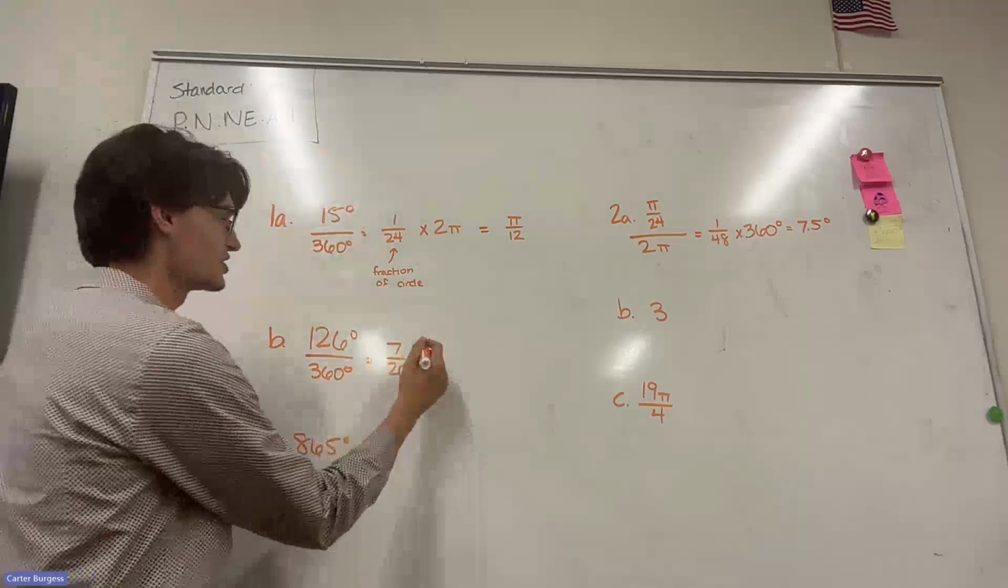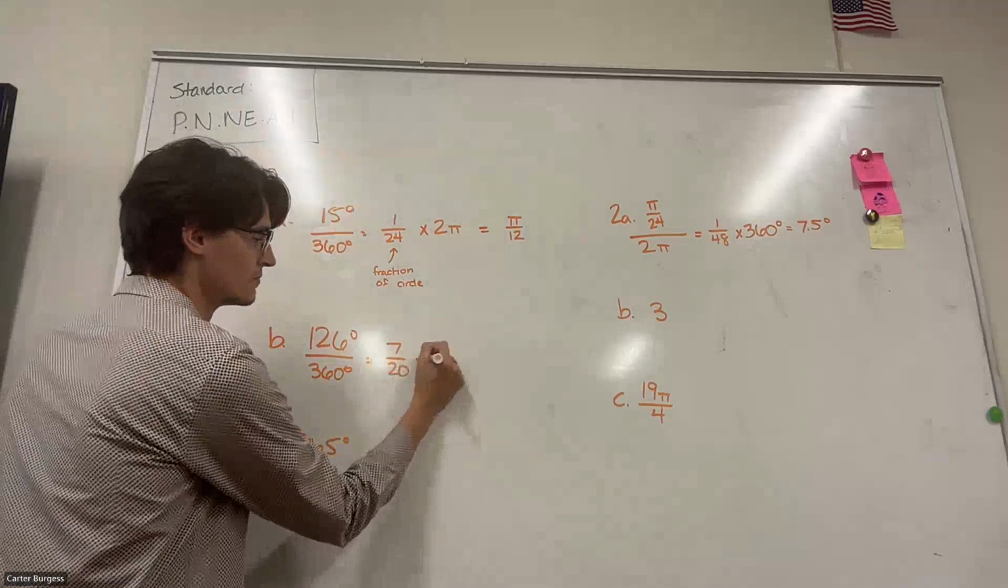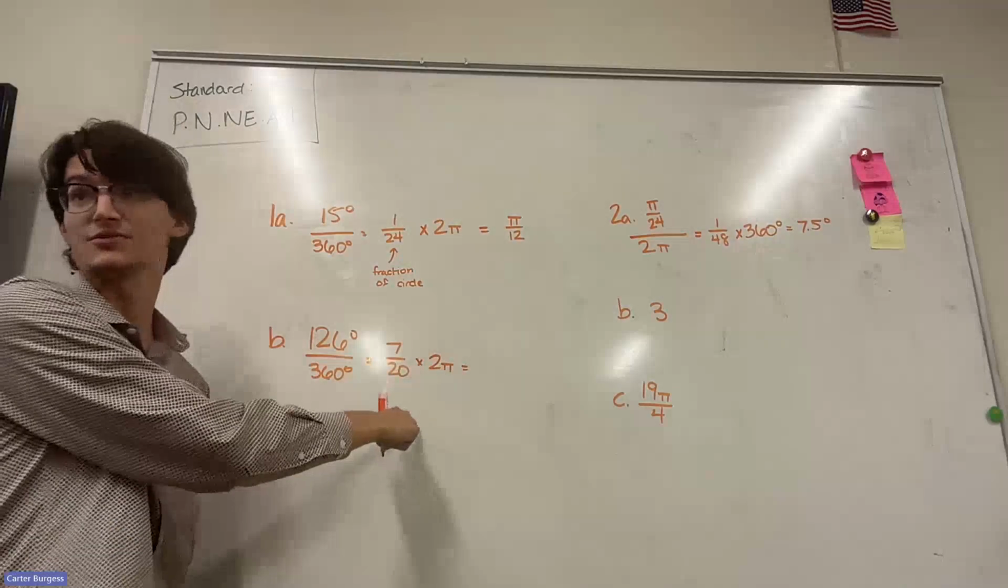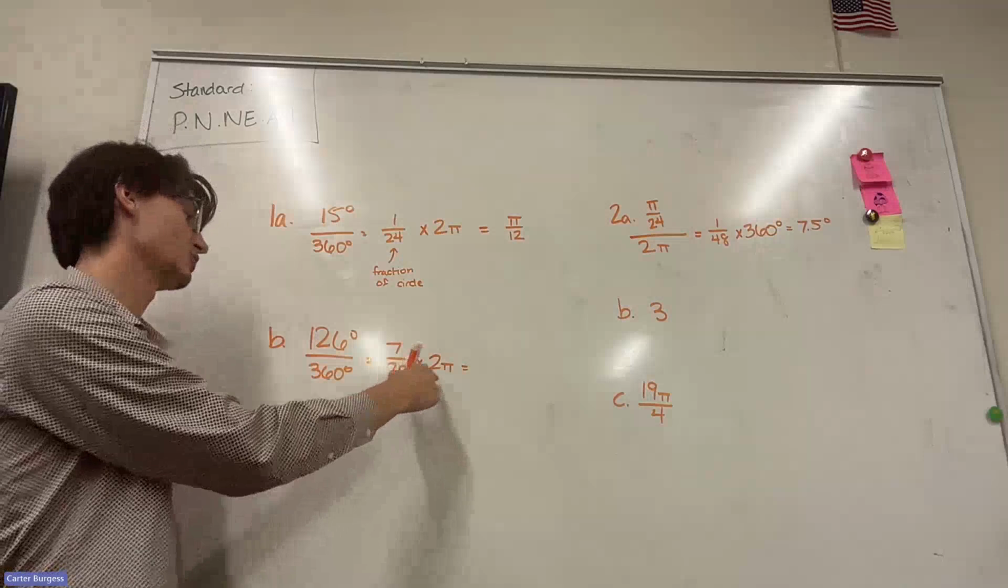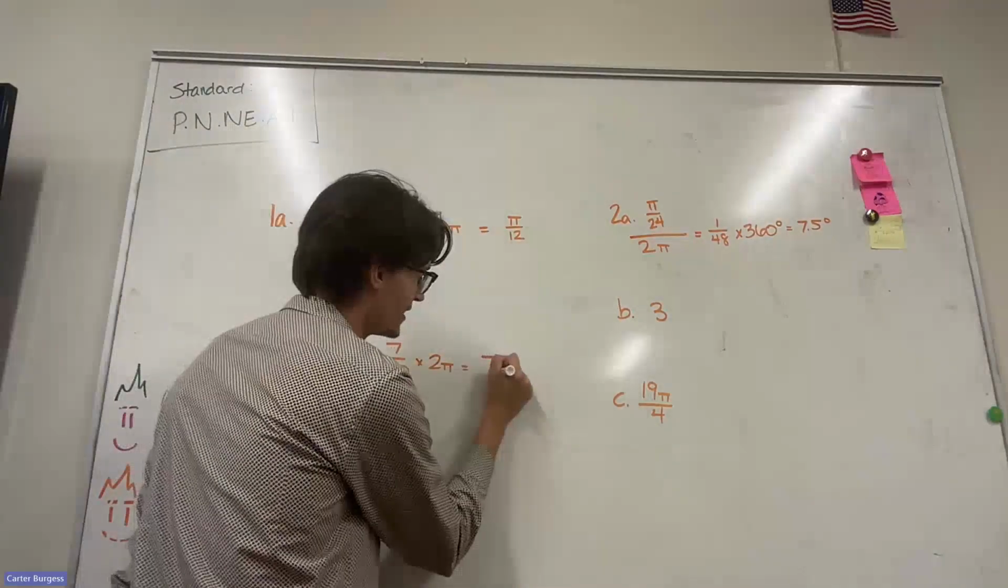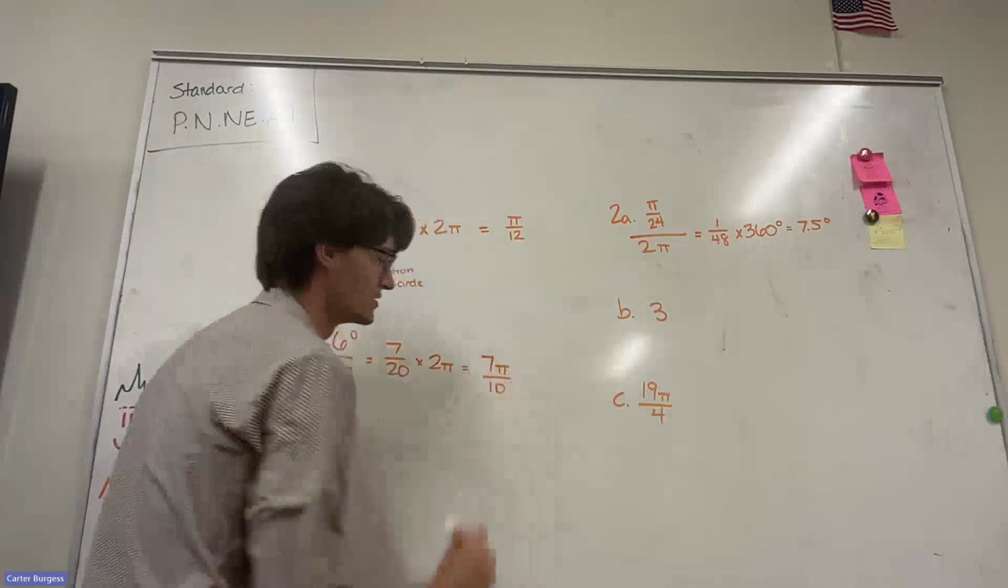And what do I do with this fraction? Multiply it by 2 pi. You can totally leave it like this. First of all, that's totally fine. You could also write this as 14 pi over 20. I'm going to write this as the simplified 7 pi over 10.